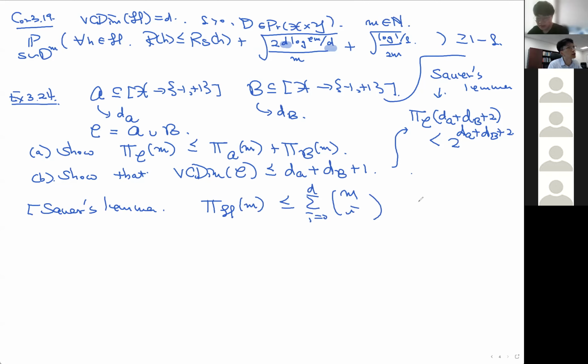So if you use what you can prove with A together with what I just explained, then you can prove it for B. The conclusion is actually quite interesting: if you combine two hypothesis sets, its VC dimension increases by at most the sum of the two, plus one. Okay, I will give you 3 minutes to solve this question.